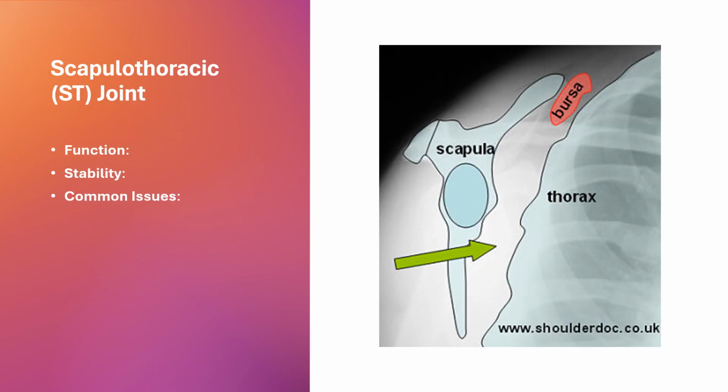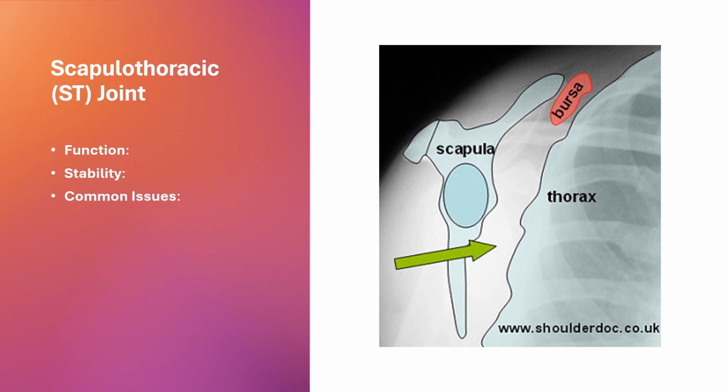Now, the scapulothoracic joint, the ST joint, is not a true anatomical joint, as it does not involve a direct bone-to-bone connection. Instead, it refers to the articulation between the scapula and the thoracic wall, so the rib cage.